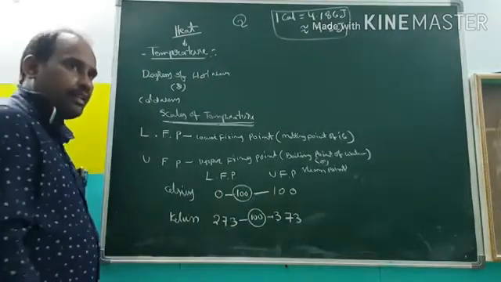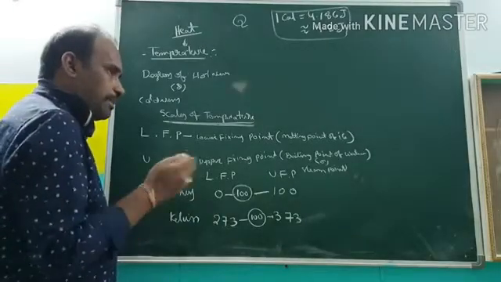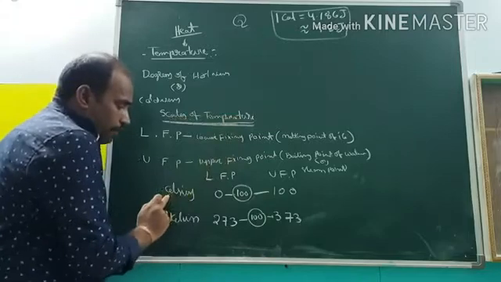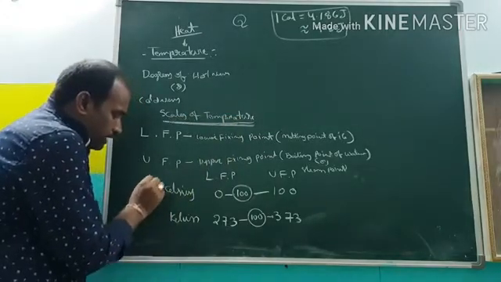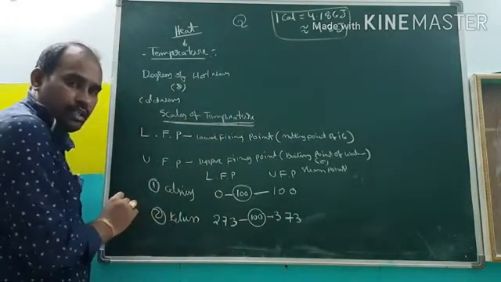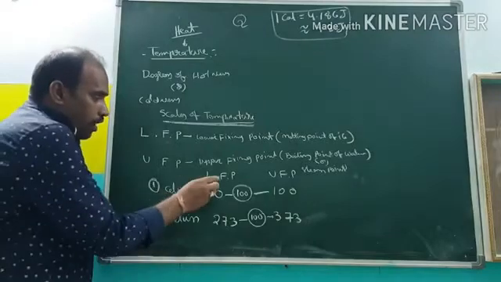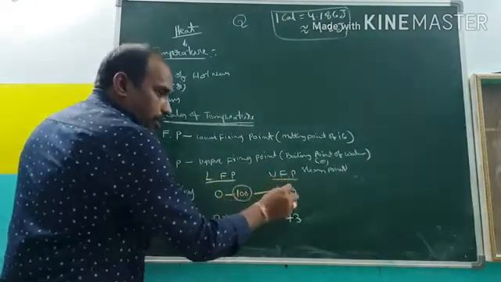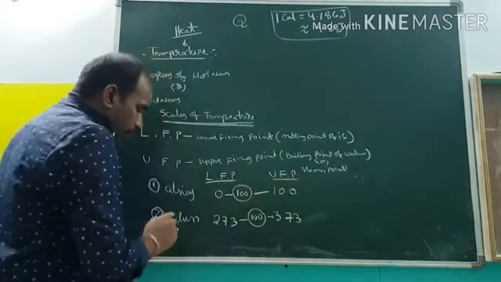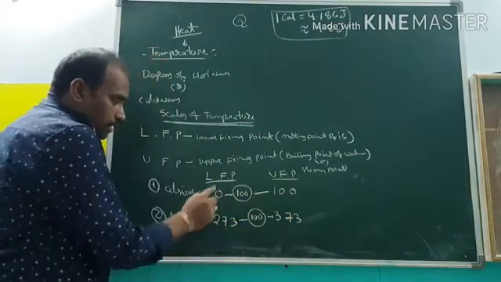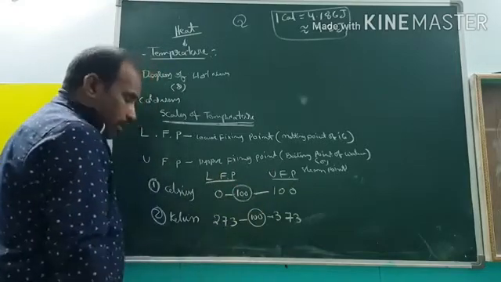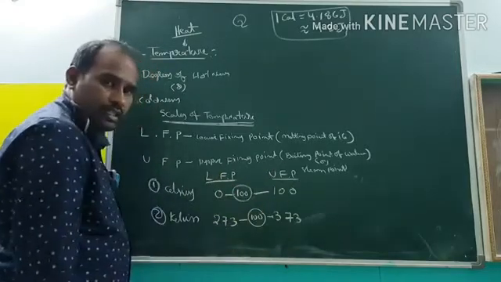Now, in the scales of temperature, we have two scales: one is Celsius, the second one is Kelvin. Clear? What is the lower fixing point of Celsius? It is 0. The upper fixing point of Celsius is 100. The lower fixing point of Kelvin is 273. The upper fixing point of Kelvin is 373.